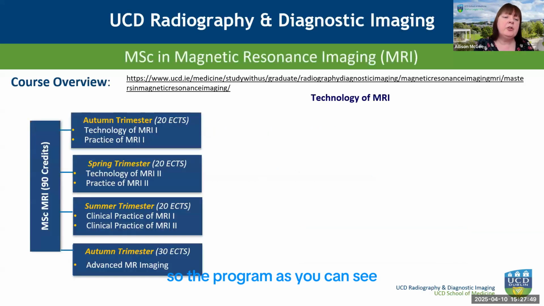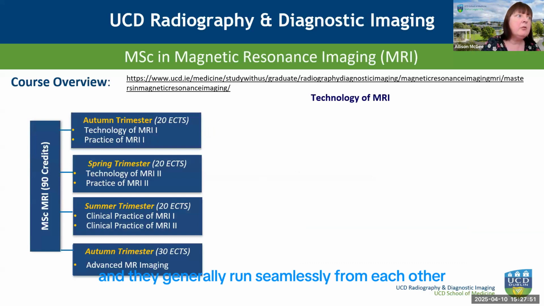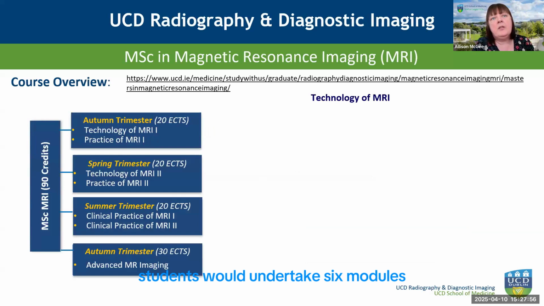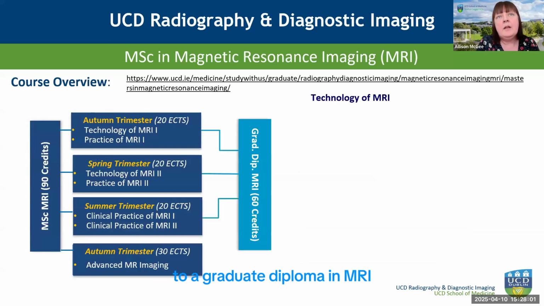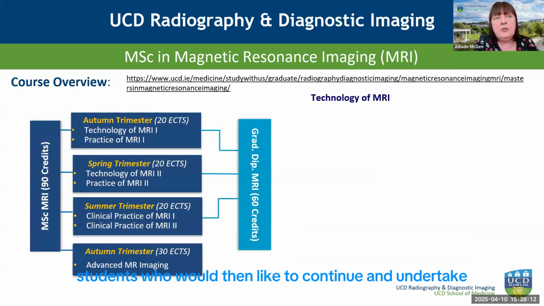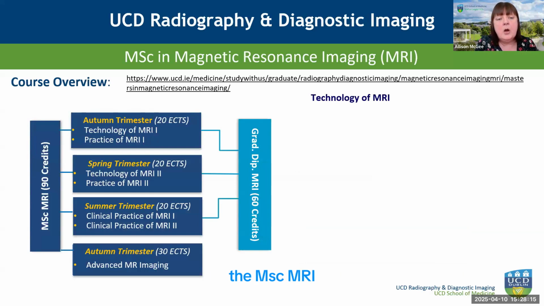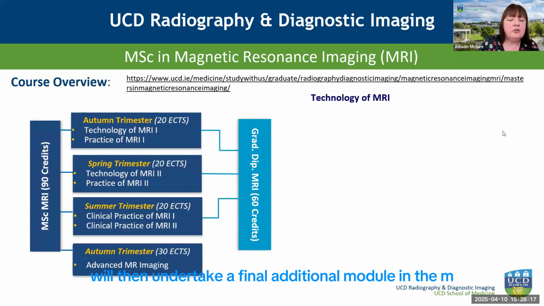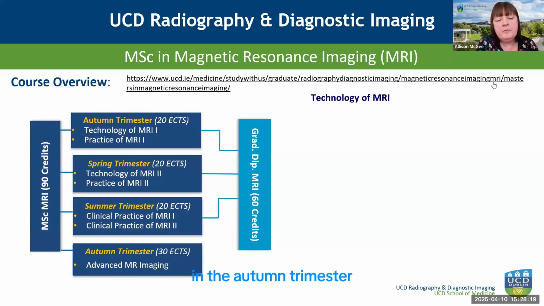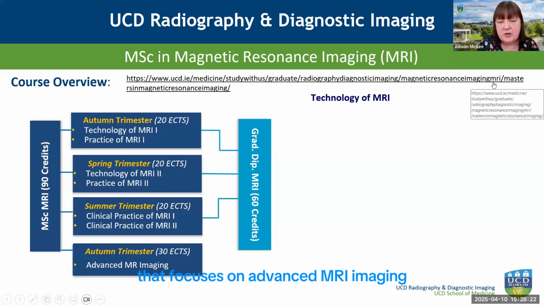So the program, as you can see, has two components, and they generally run seamlessly from each other. Initially, students would undertake 6 modules, which would ultimately lead to a graduate diploma in MRI, and this would be completed over a calendar year typically, starting from September and ending at the following August. Students who would then like to continue and undertake the MSc MRI will then undertake a final additional module in the autumn trimester that focuses on advanced MR imaging.